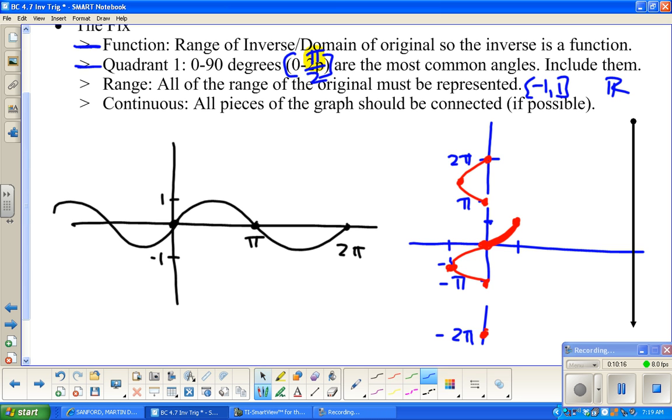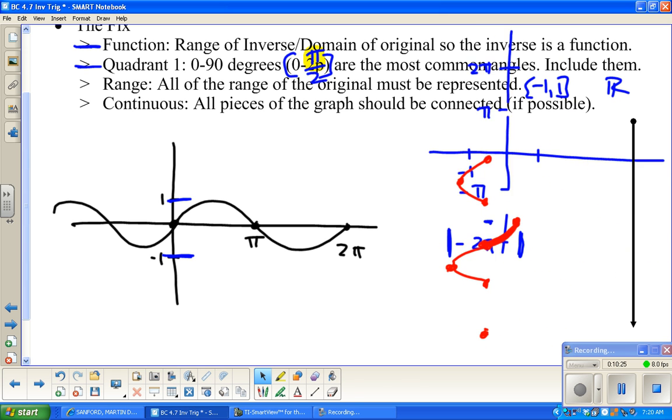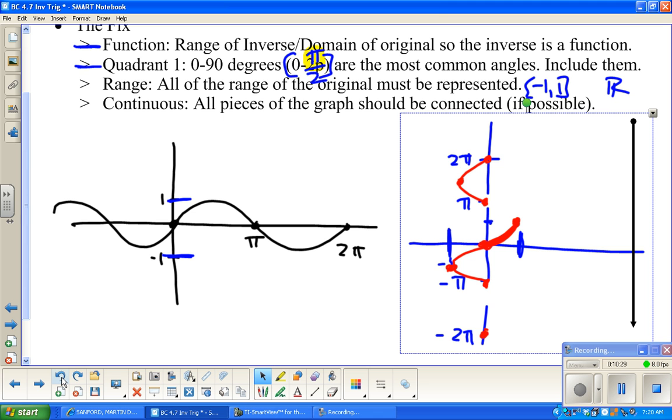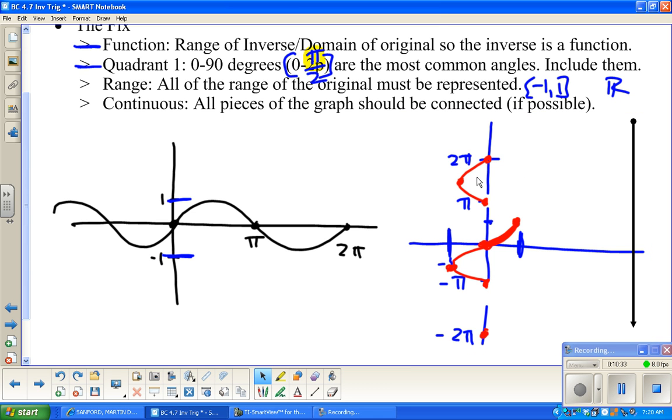So if the range of the original went from -1 to 1, then this graph has to cover from -1 to 1. I need something to deal with, whoop, oh, that was not good at all. Can I undo that? Yes, thank you. Whew. All right, so let's point with the mouse. I need something that takes care of this part also, the left side of this graph.